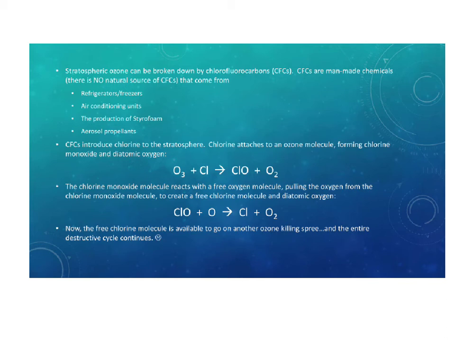What stuff is doing that? Well, stratospheric ozone can be broken down by chlorofluorocarbons, CFCs primarily. CFCs are man-made chemicals. There's no natural source of CFCs. There's nothing on the planet that naturally off-gases CFCs. They are man-made. CFCs come from refrigerators and freezers, air conditioning units, the production of styrofoam, and aerosol propellants.